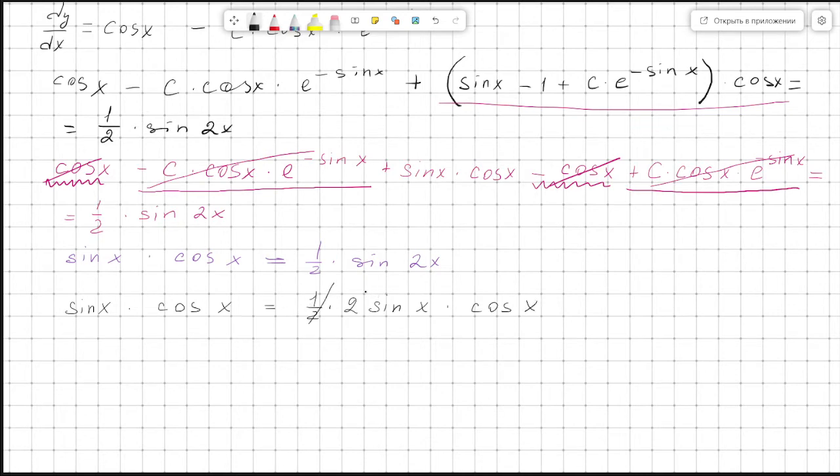We can delete 1 over 2 and 2. And we have sine of x times cosine of x equals sine of x times cosine of x. It is true. It is right because the proof is ended. We prove that our function y is the solution of our equation.